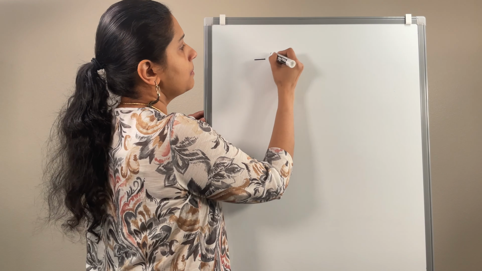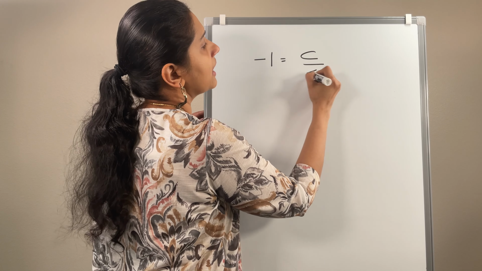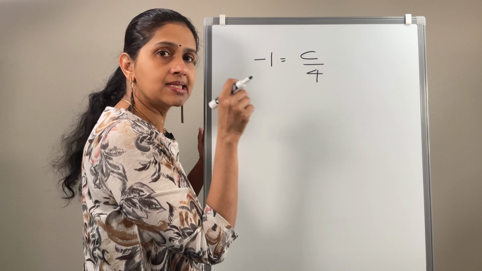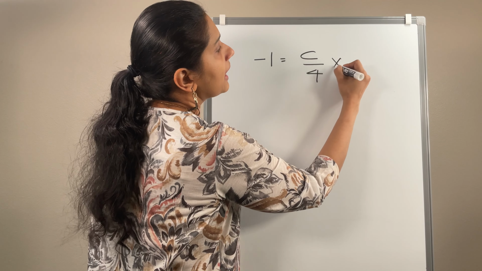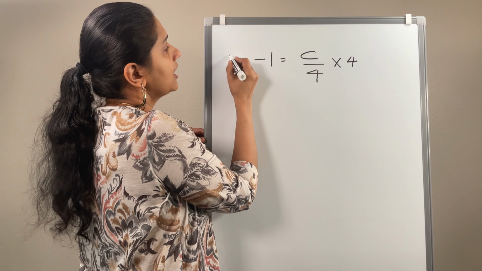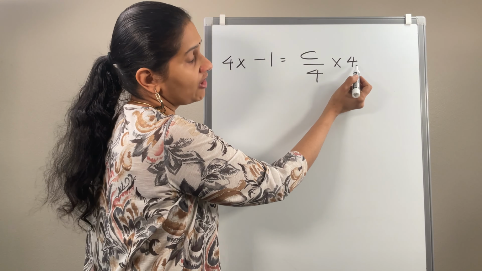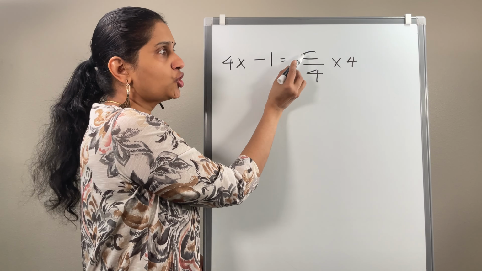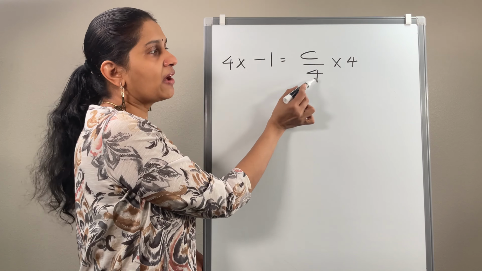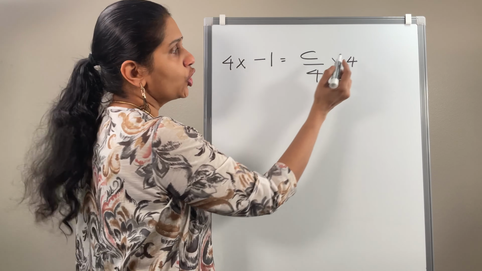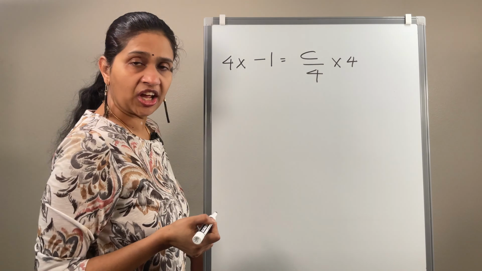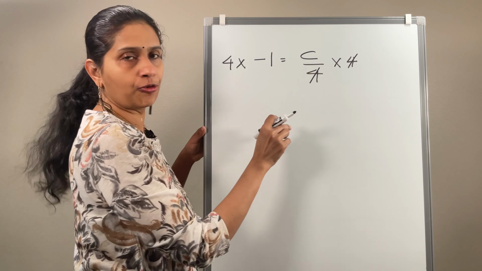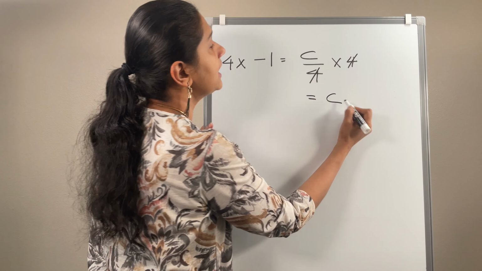Consider the example minus 1 equal to c by 4. The first step, as I told you, is to isolate the variable c. For that, I am multiplying both sides times 4. Why are you multiplying by 4? Because 4 is at the denominator. In order to isolate the variable c, you have to get rid of the number 4. So, in order to cancel this, I need to have 4 at the numerator also. I am just cancelling out 4 so that the variable c will get isolated.